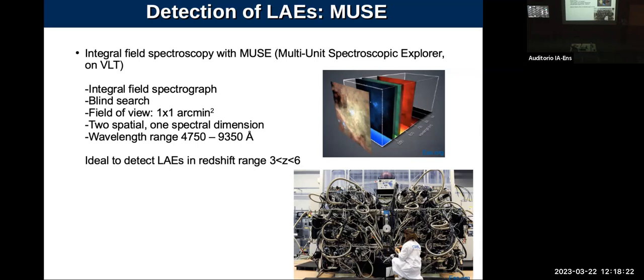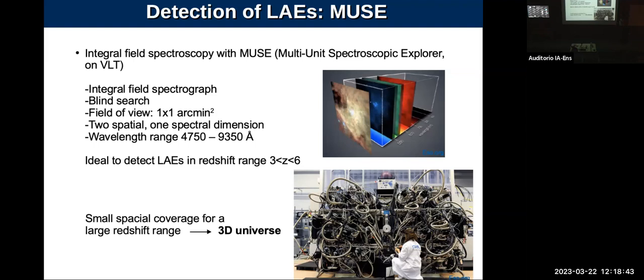This is, of course, very expensive, this kind of spectroscopy. So the field of view has to be quite small. In the case of MUSE, you have a 1 arc-minute square field of view. But the wavelength range, you can see it here, it's really large. And this wavelength range is ideal to detect Lyman-alpha emitters in a redshift from 3 to 6.